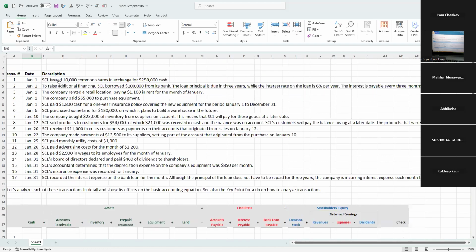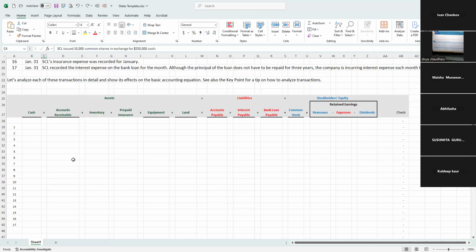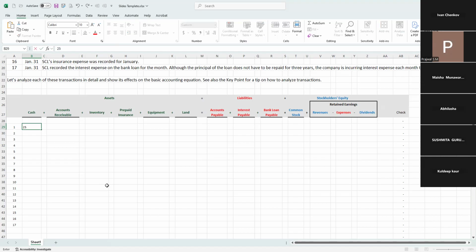So let's start with the first one. First one again, the shareholder or investor invests $250,000 cash, and the company gave him 10,000 common shares. So what does the company get? Cash. How much cash does the company get? 250,000. Let's put it in.